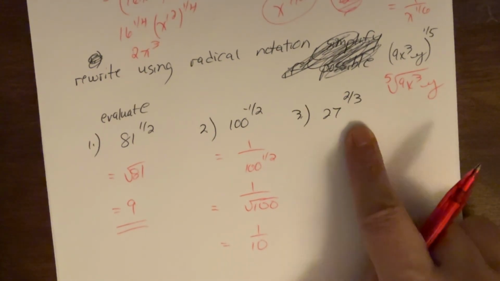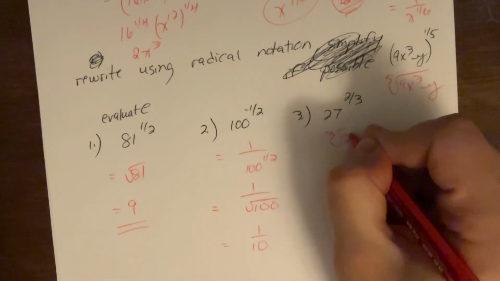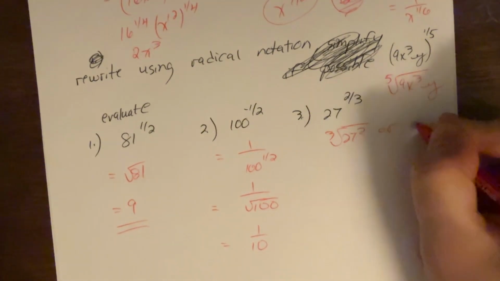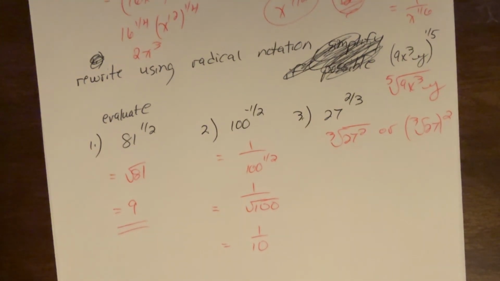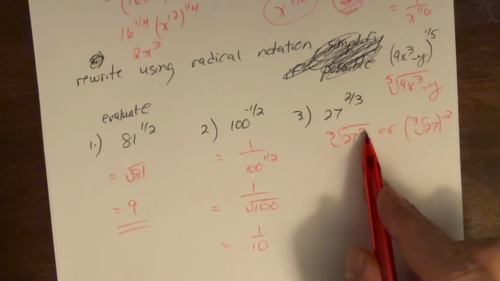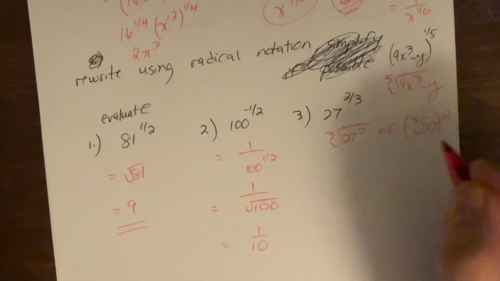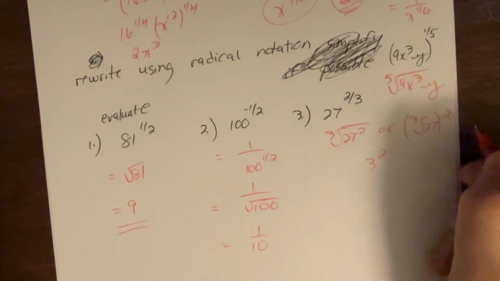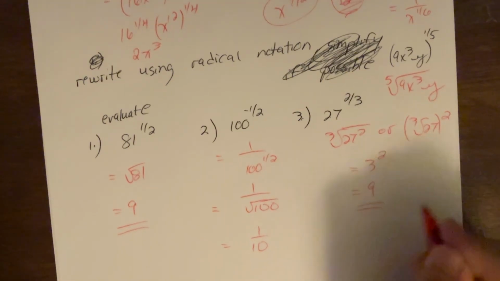Last one here, the 2 components, either the cube root of 27 squared or cube root of 27 quantity squared. 27 squared is a big number, so let's make our lives easy. Let's do the radical part first. The cube root of 27 is 3. The squared is still there, and then 3 squared is 9.